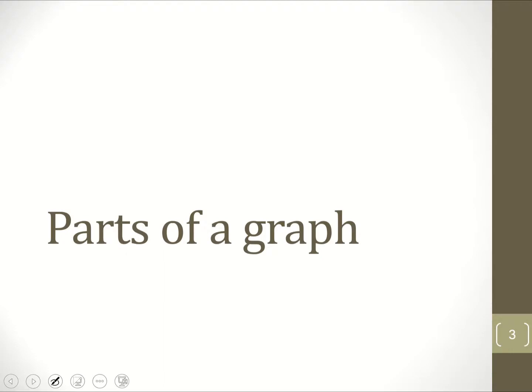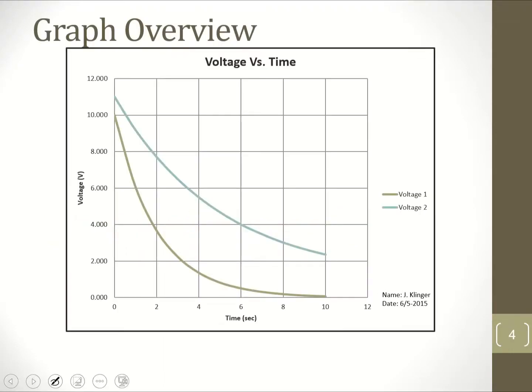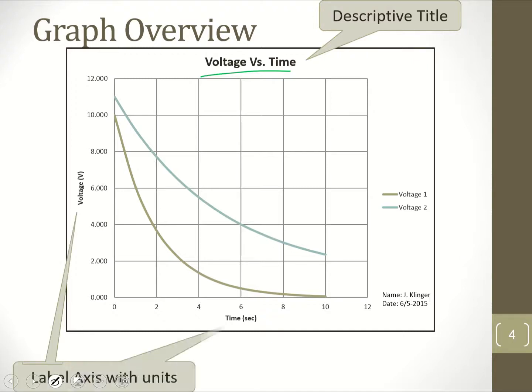Okay, let's start by looking at the different parts of a graph or chart. Here is a basic graph that we have. It's something of voltage versus time. And let's look at all the different parts of this. First, we see some descriptive title, right? That's telling us what this graph is about, this voltage versus time. So you must have some descriptive title on your graphs, right?